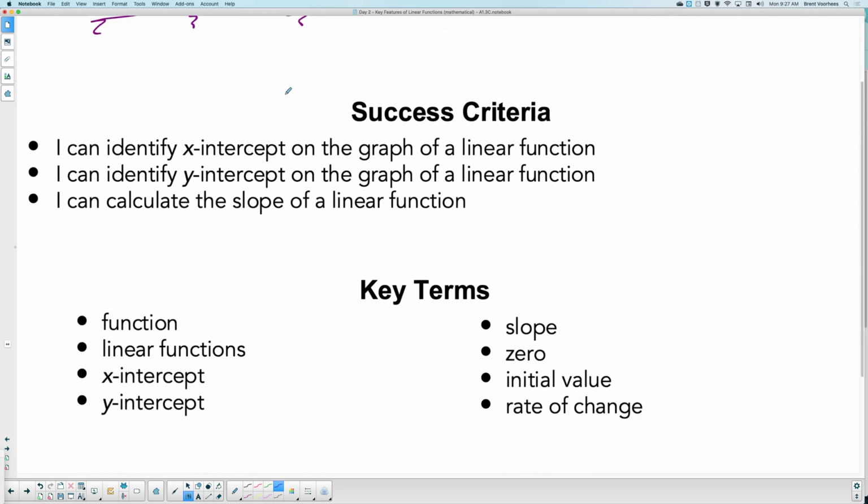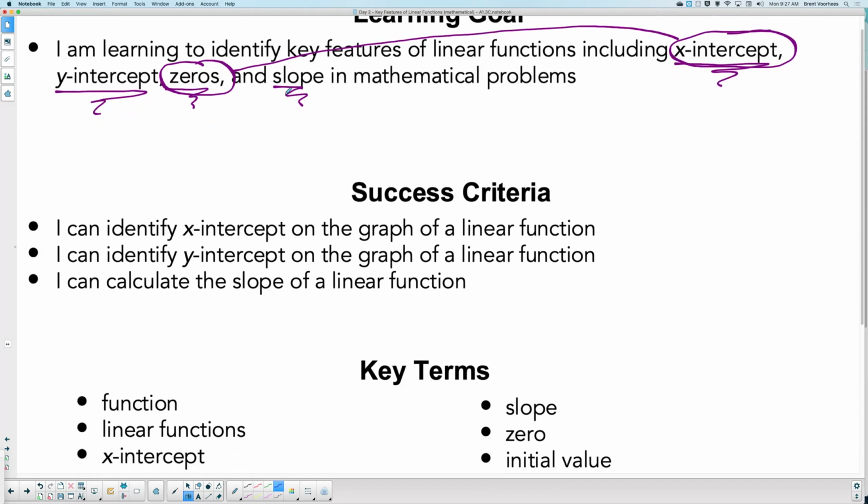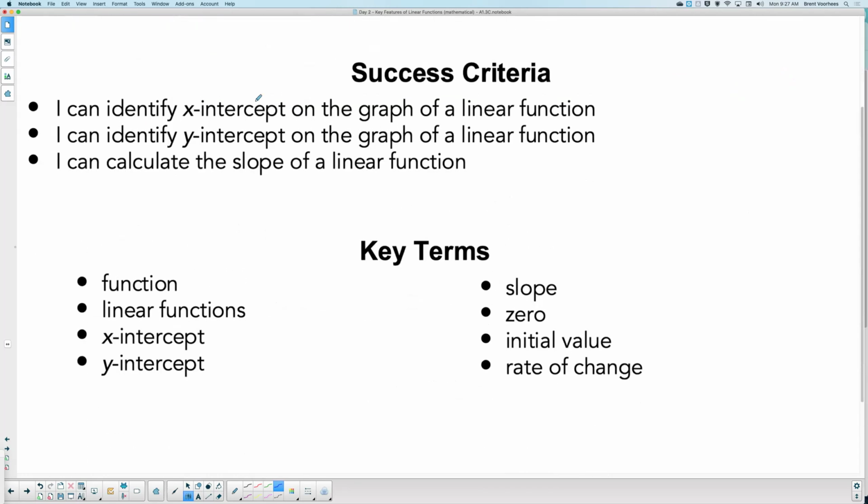So our success criteria, what are the three things? If I come by and I'm asking you for questions, these are the questions I might be asking you. Can you identify the x-intercept? Real quick, show me with your arms, which one's the x-axis? So the x-intercept is going to be where the line crosses this x-axis, okay? I might ask you, what is the y-intercept? Okay, show me which one's the y-axis. It would be where the line crosses that axis.